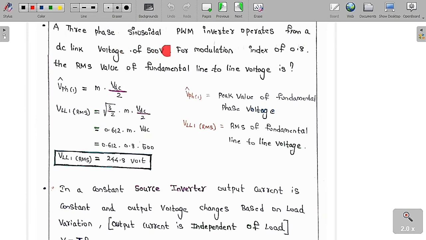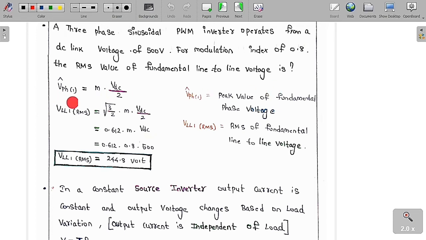A three-phase sinusoidal PWM inverter operates from a DC link voltage of 500 volt. For a modulation index of 0.8, we have to find the RMS value of the fundamental line-to-line voltage.